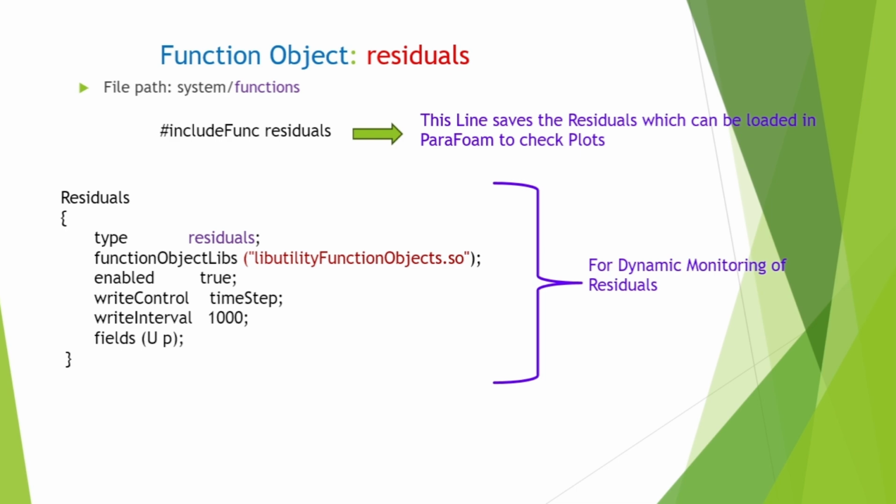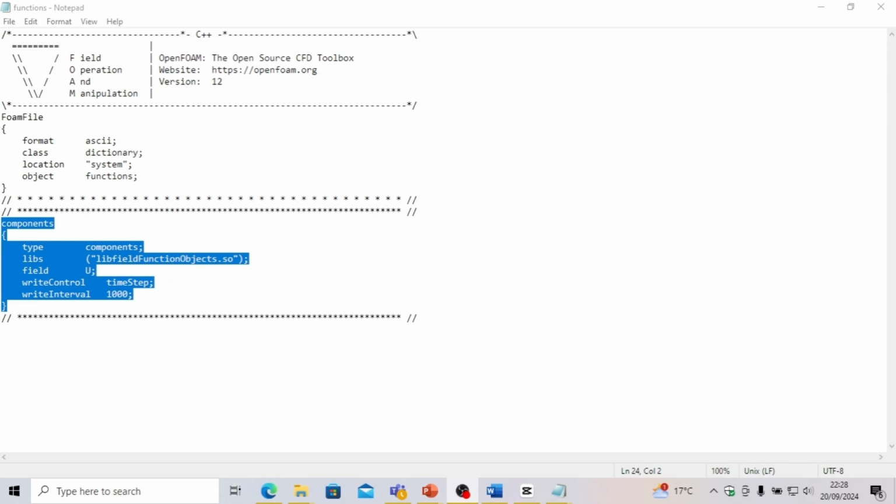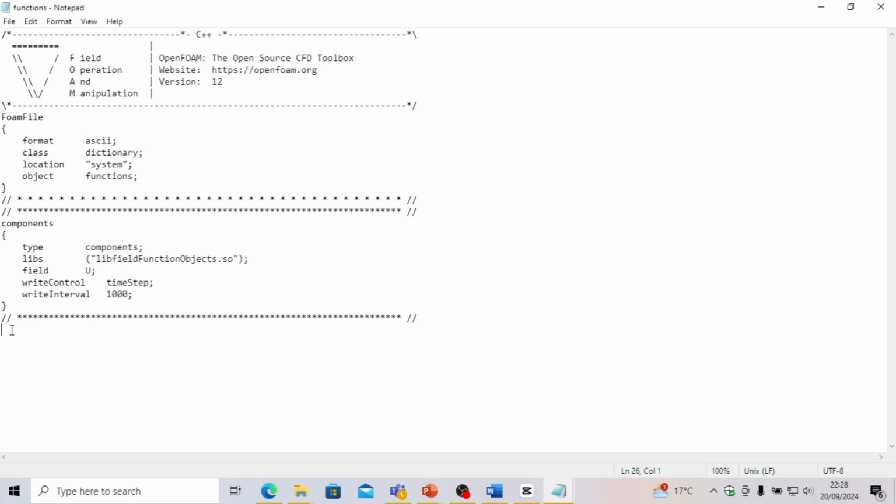Once this is done, while the simulation is in progress, open a separate terminal, set the path to the working directory, then type the following command so that we can dynamically monitor the residuals. Now let us add this block in the file. Now come back to the file functions. Now let us add here the block for residuals.